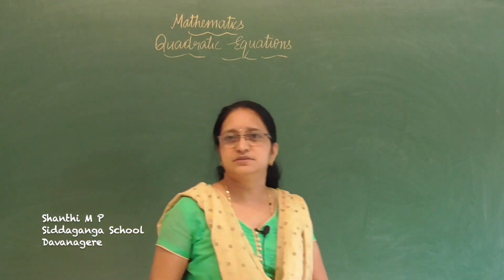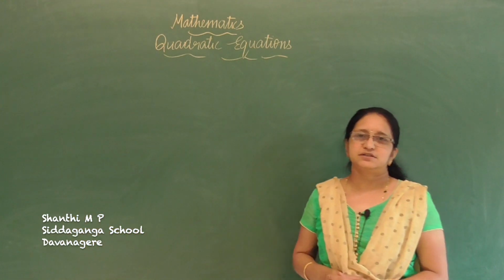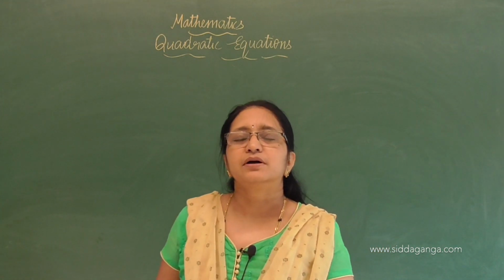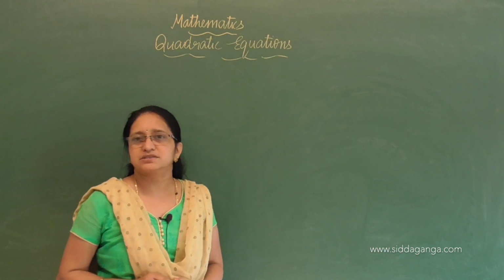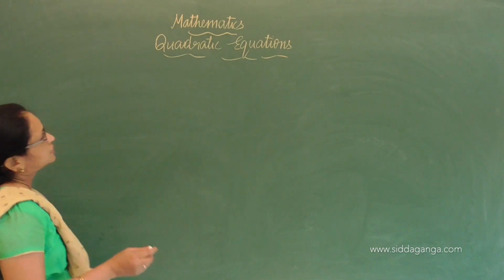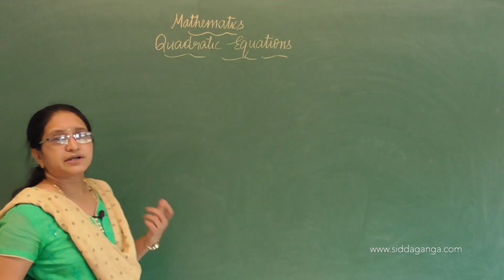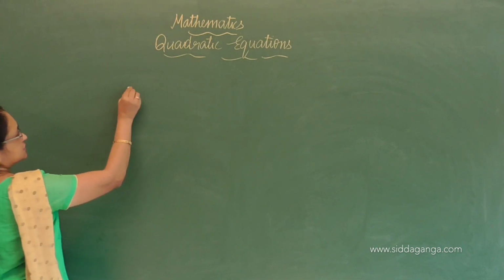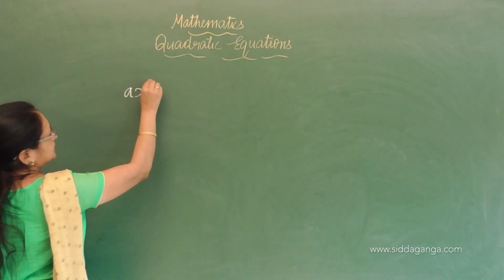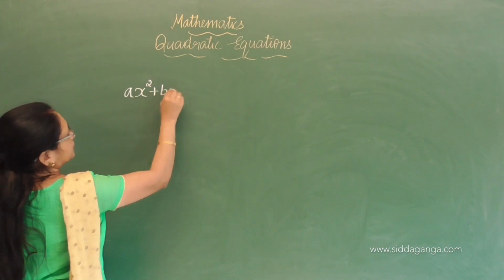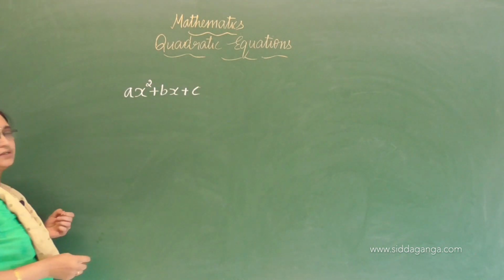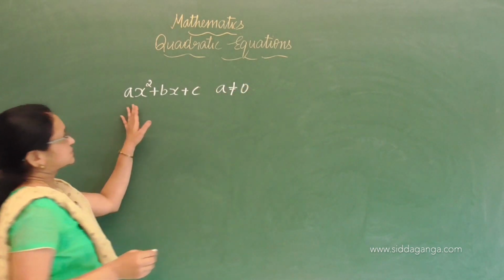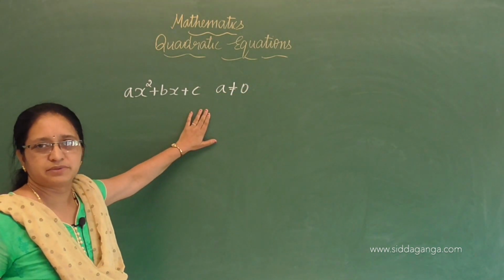Hello students. So today let us start a new chapter, Quadratic Equations. In the previous class, that is in polynomials, you have studied the quadratic polynomial. The general form of a quadratic polynomial is ax square plus bx plus c, where a is not equal to 0. So this is the general form of the polynomial.